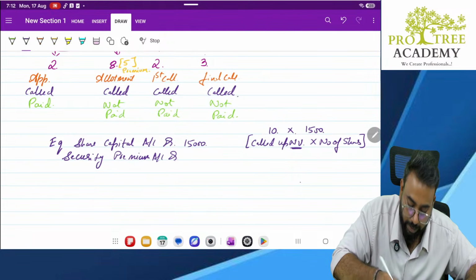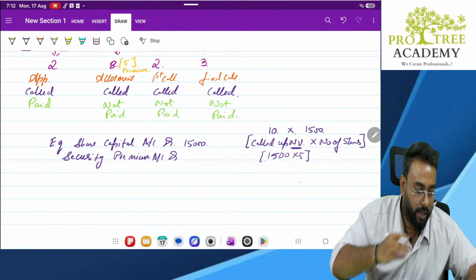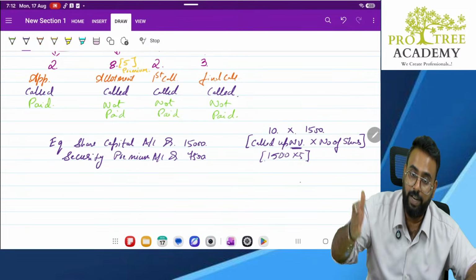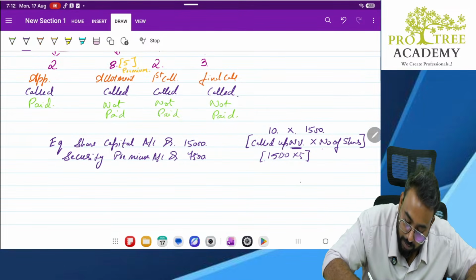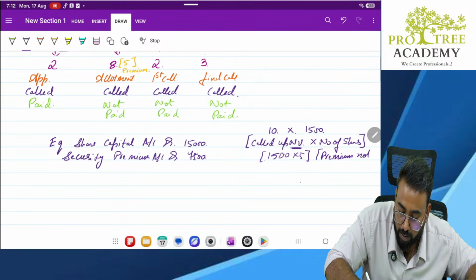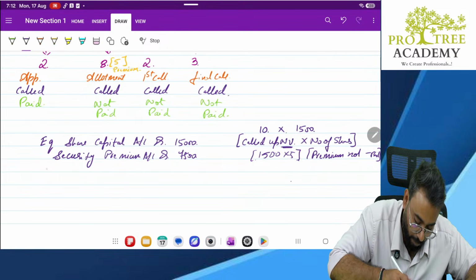Account debit. How much premium? 5 rupees, sir. How much? 5 rupees. Correct? That is the premium. 7,500. Not paid. That is why we are reversing. Premium not paid. Okay. Next. What else? That's it.